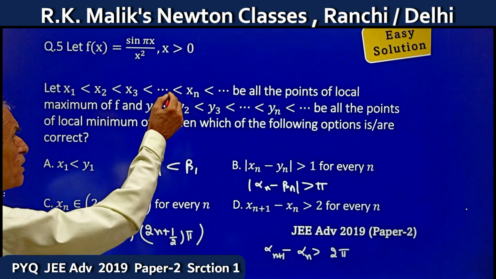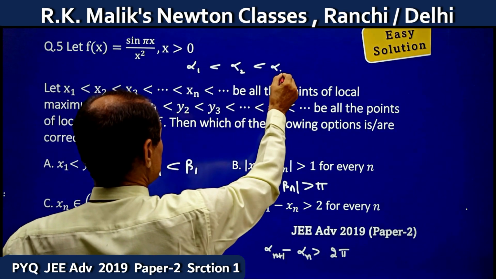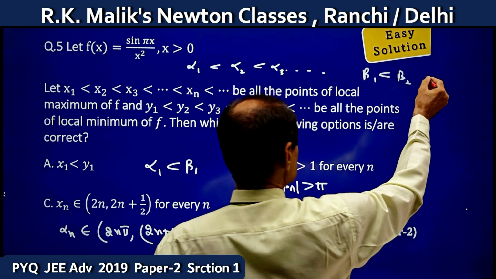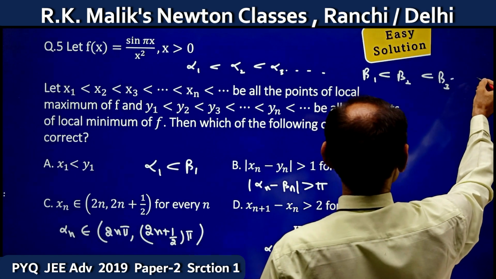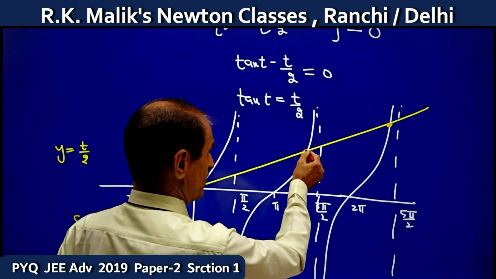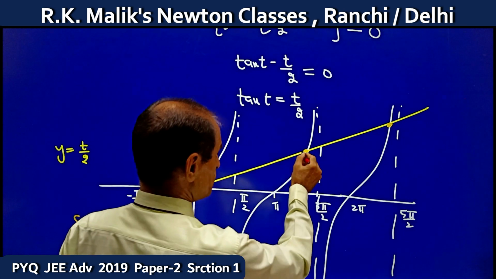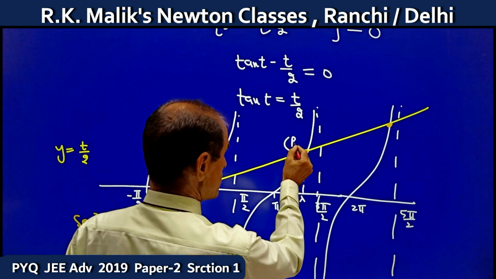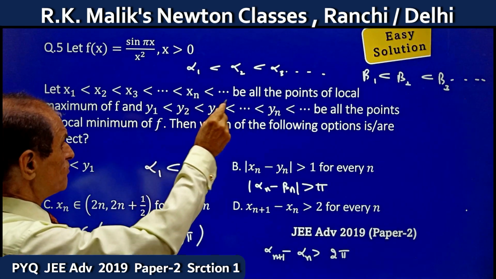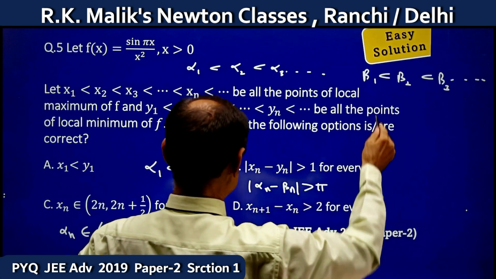As my question had become alpha 1 less than alpha 2 less than alpha 3 and so on, and beta 1 less than beta 2 less than beta 3 and so on, and this is the first turning point and it has local minima at this point. Therefore, I can say this point has x coordinate beta 1.